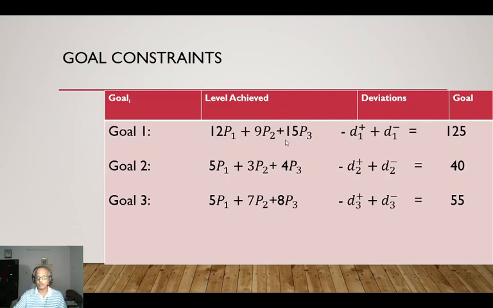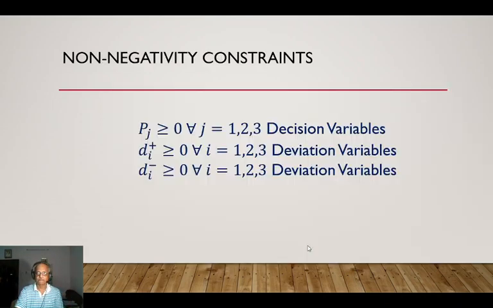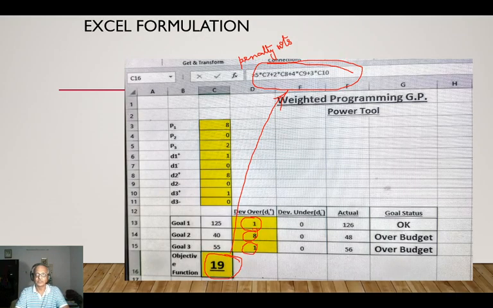So I'll complete the constraints, putting the terms d1 minus, d1 plus for the first goal, d2 minus, d2 plus for the second goal, and d3 plus and d3 minus for the third goal, all equal to 125, 40 and 55. Pj, as I have already said, is 1 to 3 decision variables. Deviation variables are also 1 to 3, for plus and for minus.